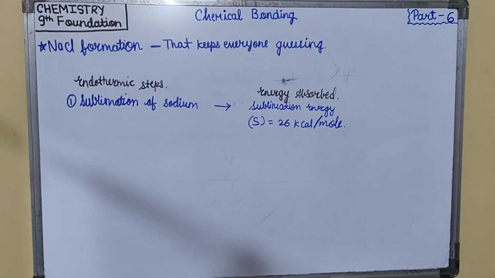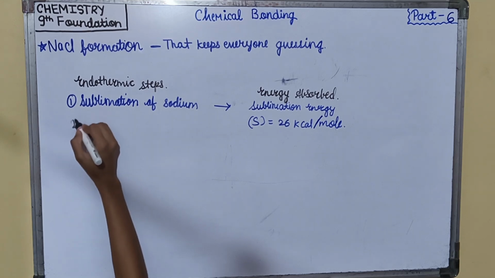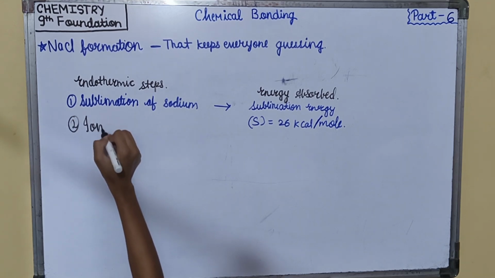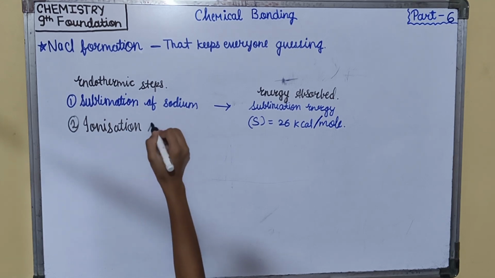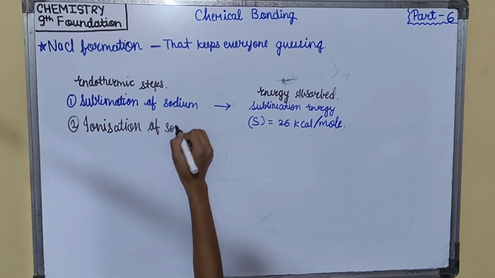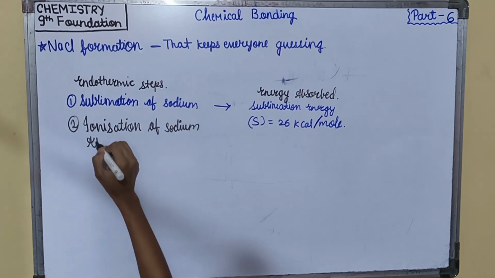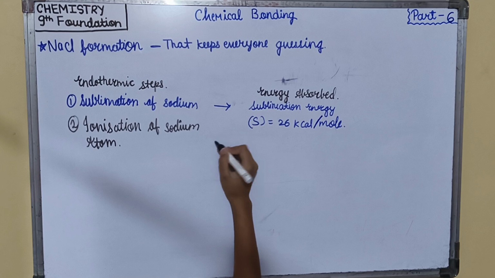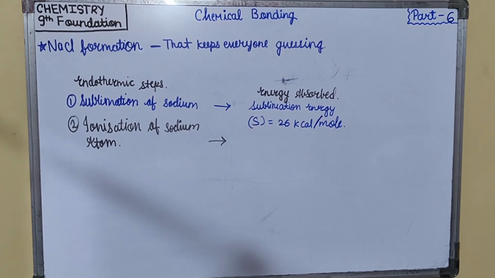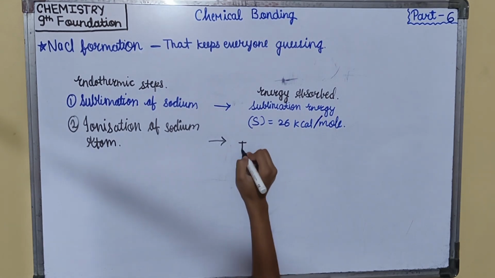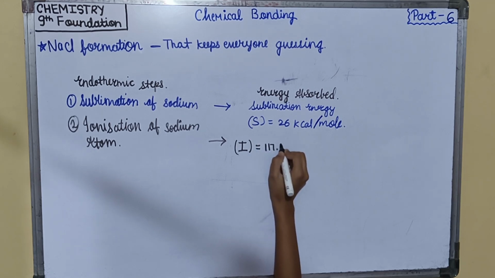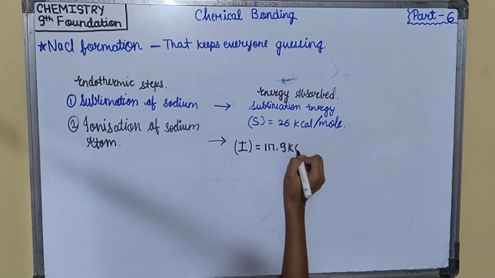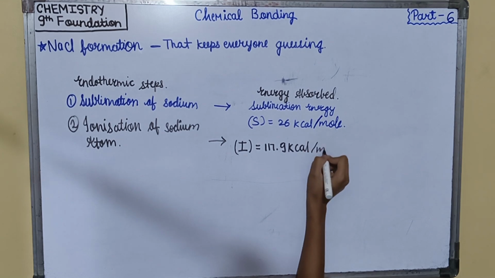Second is ionization of sodium atom. Ionization energy, represented as I, is 117.9 kilocalorie per mole.